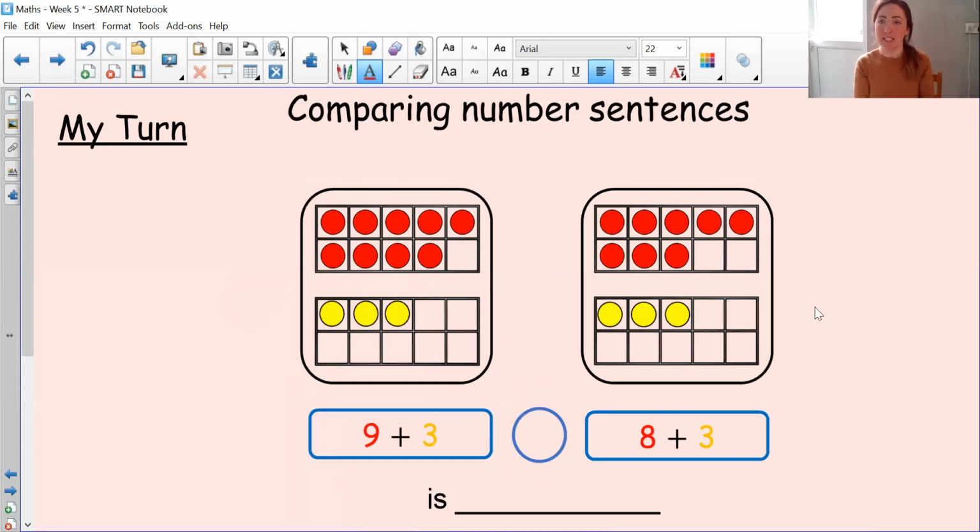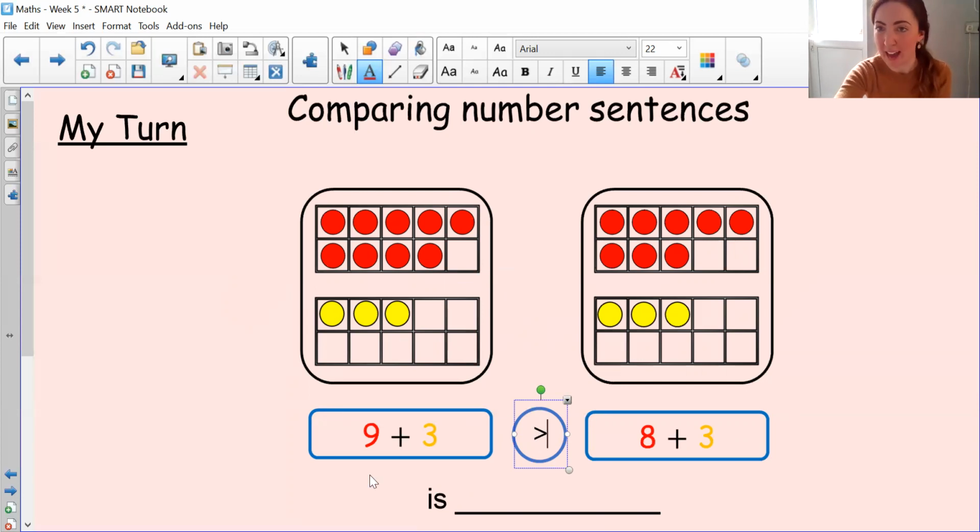Okay, so we're comparing number sentences now using 10 frames. So I'll have a turn first, and then it'll be your turn. So we've got 9 red counters, add 3 yellow counters. 9 add 3. We're comparing that with 8 red counters, add 3 yellow counters. 8 add 3. Now I can see, just by looking, that 9 add 3 is greater than 8 add 3, because there are more counters altogether.